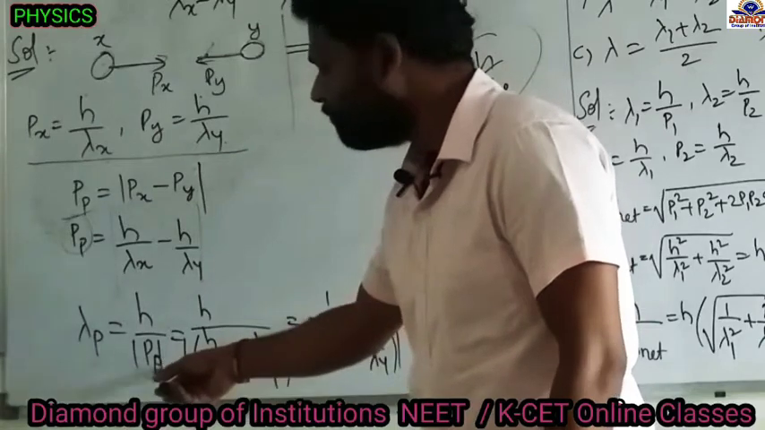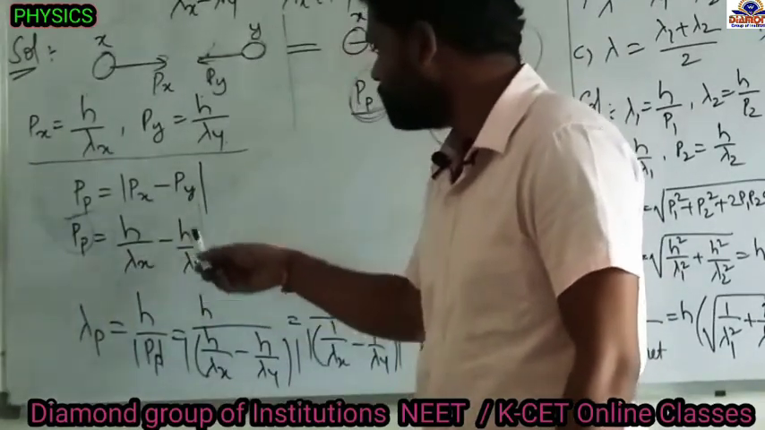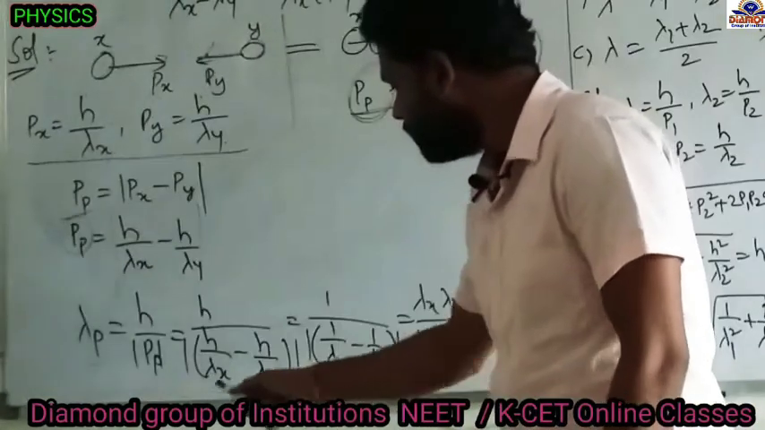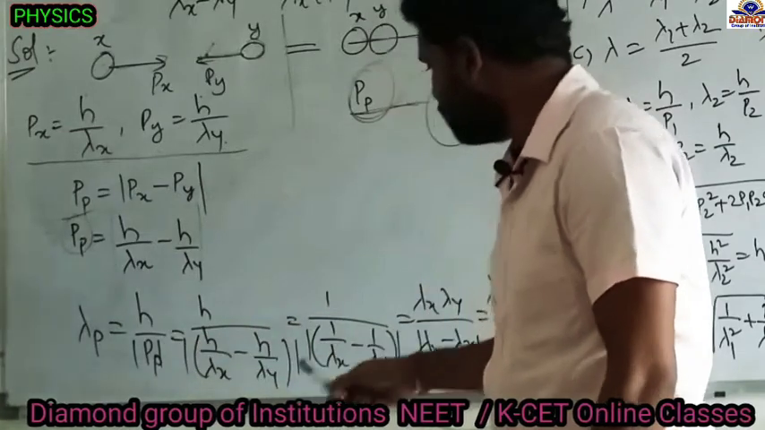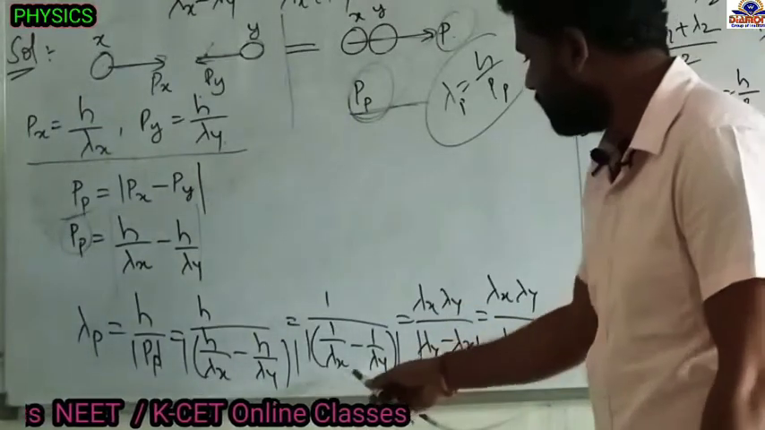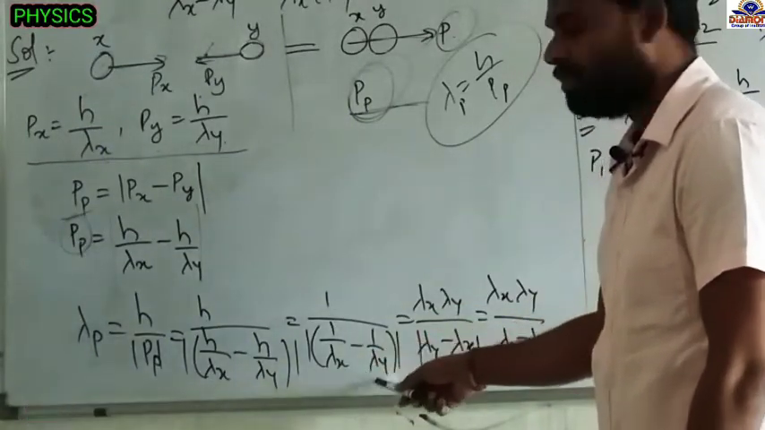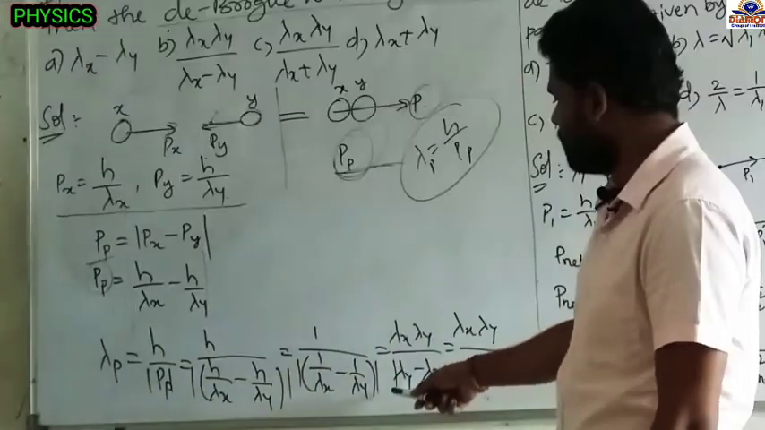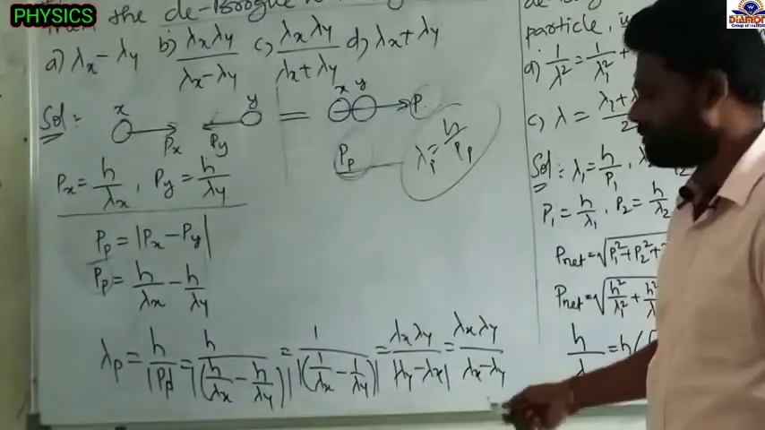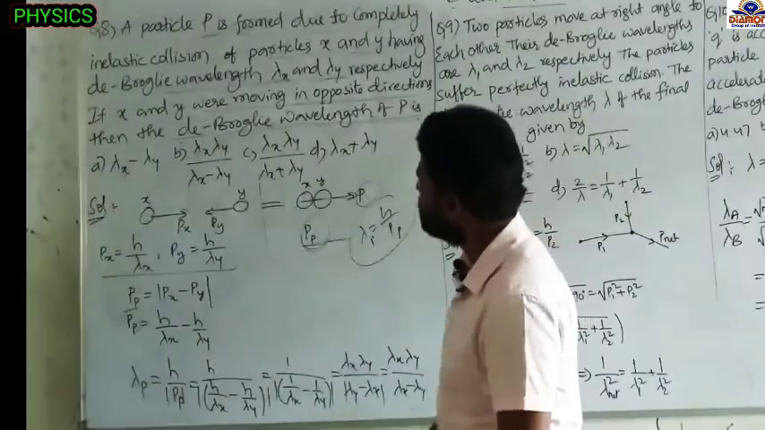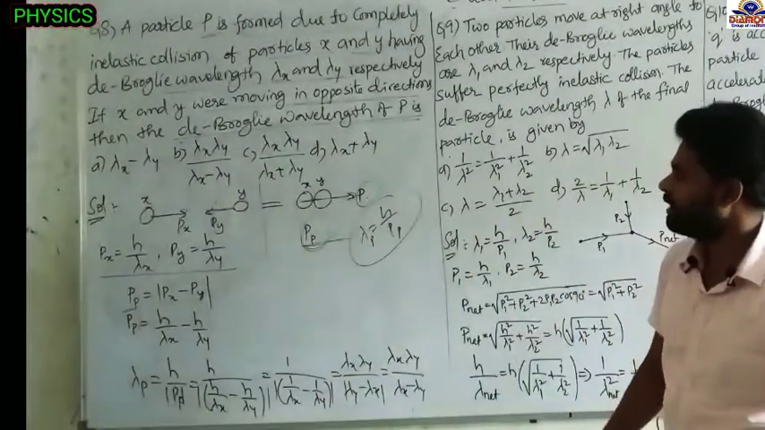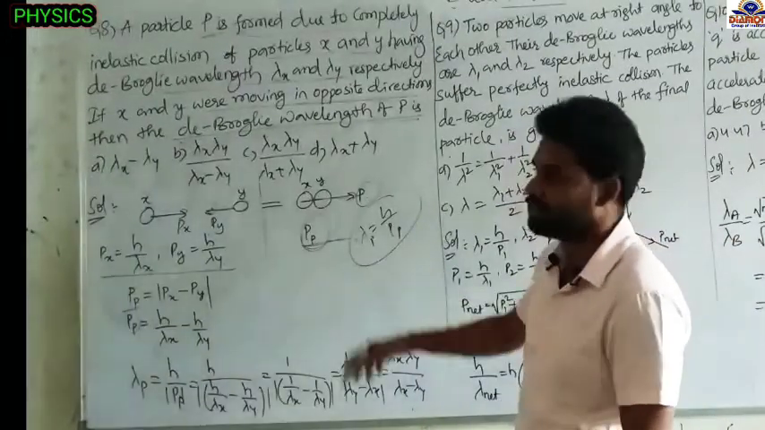The value of pp we found is h by lambda x minus h by lambda y, and we have to take the modulus. In this denominator, h is common, so h will be cancelled. We get 1 by lambda x minus 1 by lambda y. Take the LCM: lambda y minus lambda x by lambda x into lambda y. Sending it to the upside, we get lambda x into lambda y by lambda y minus lambda x. Since we are taking the modulus, it is lambda x into lambda y by lambda x minus lambda y, whatever it is. So the answer is lambda x lambda y by lambda x minus lambda y. Easy question. This question was asked in a previous Mains exam.